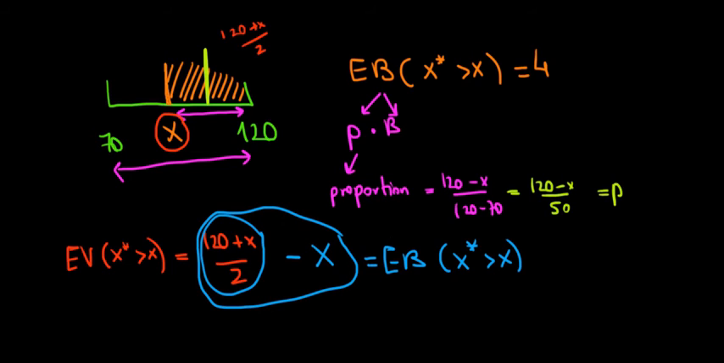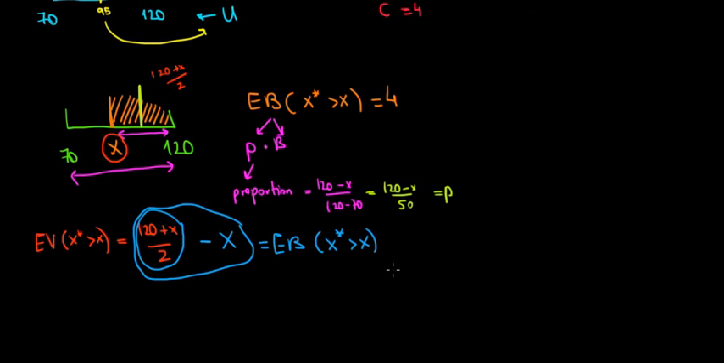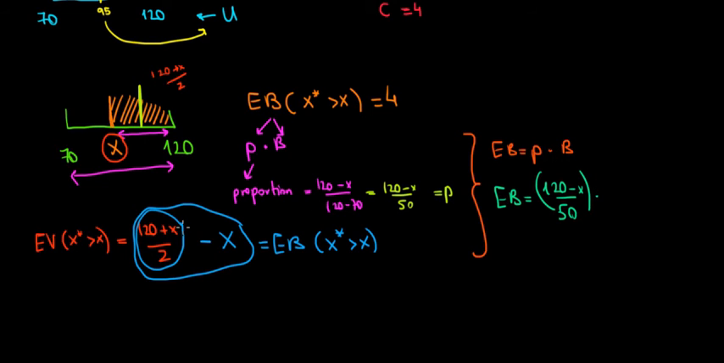And now let's solve the math. Let's actually calculate the expected benefit by taking all these things into account. So let's do it over here. We take the probability into account and the benefit into account, such that the expected benefit would equal the probability times the benefit. So that would be equal to expected benefit, probability 120 minus X divided by 50. That would be the probability, and the benefit, we said it would be the difference between the expected value 120 plus X over 2 minus the current value of the player, minus X.